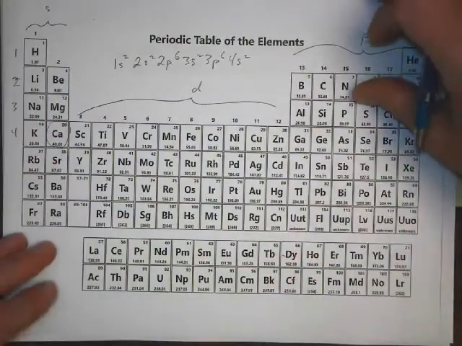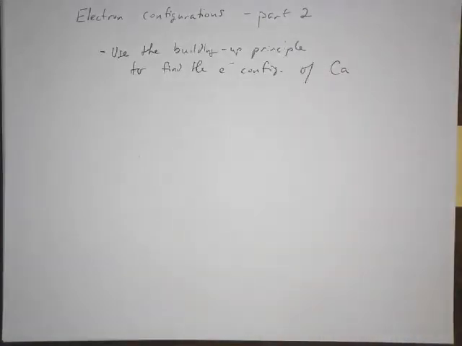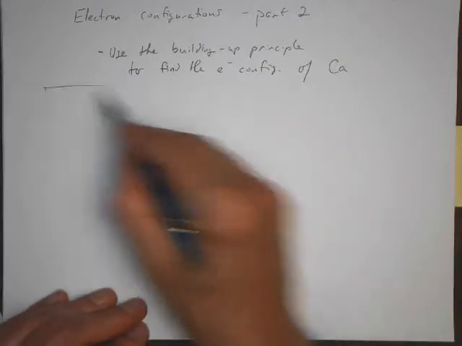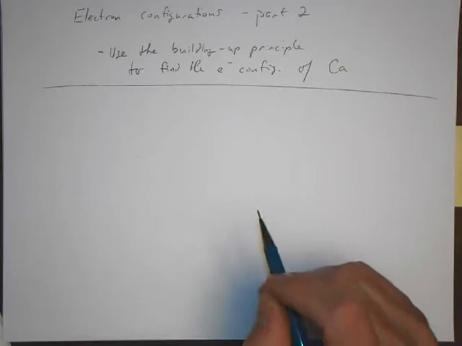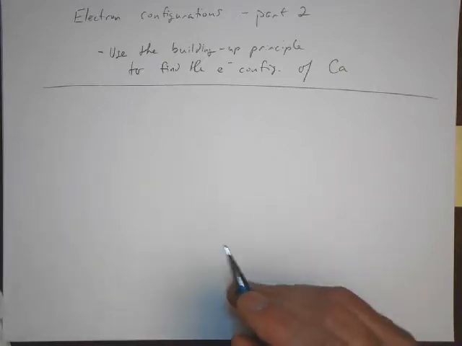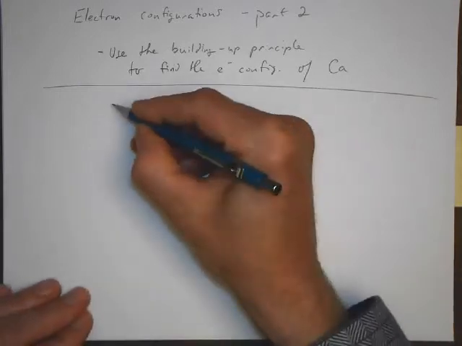Just remember that we ended last time by talking about what ground state means. That's the lowest energy configuration. We talked about excited states and so on. We talked about some exceptions to the building up principle. And so let's look now. We're going to continue on with looking at electron configurations. We're going to look at something called Hund's Rule.